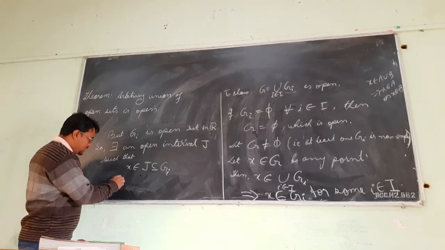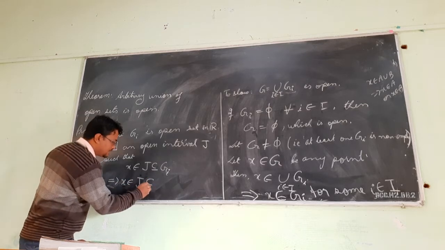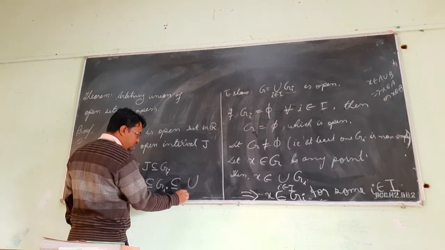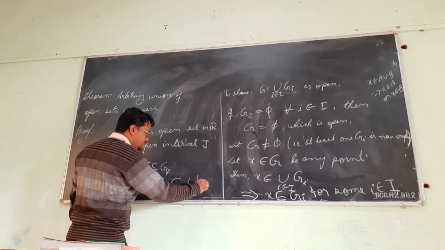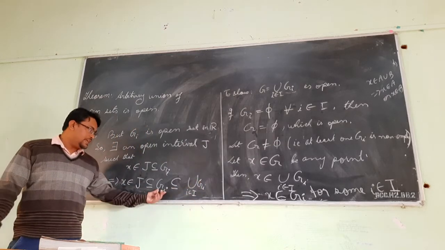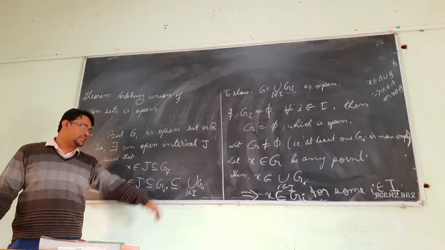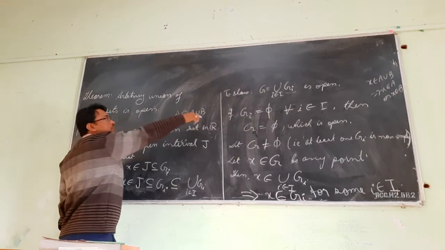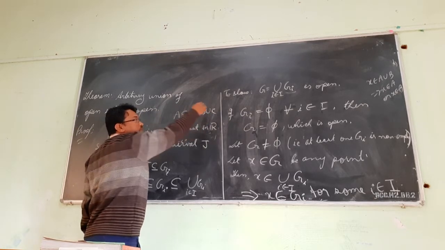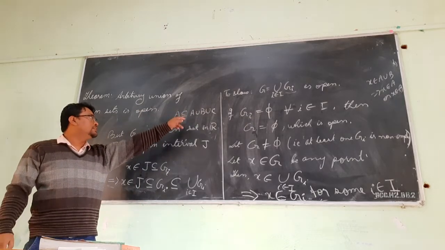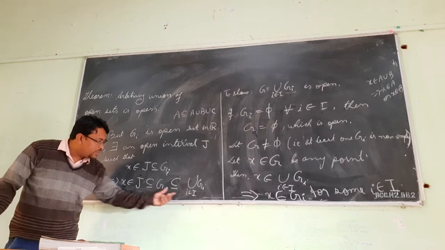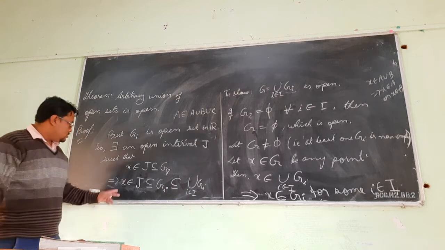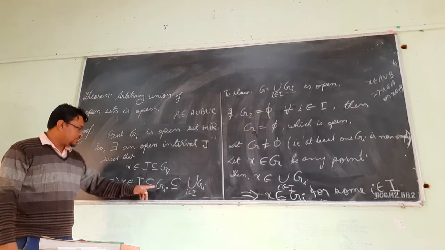So from here I can write x belongs to J, and this is a subset of G_i, but G_i is again a subset of the union over i in I of G_i. This also is true. G_i is one of the members of this collection. I have used this result: A is always a subset of A union B, or A union B union C. Whatever union you take, A is always a subset of that. So this is a particular member of this collection, so it is always a subset of the whole union.